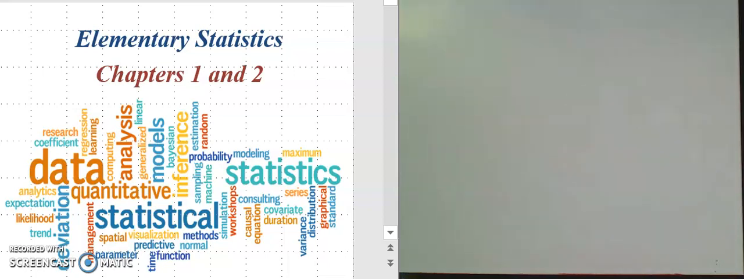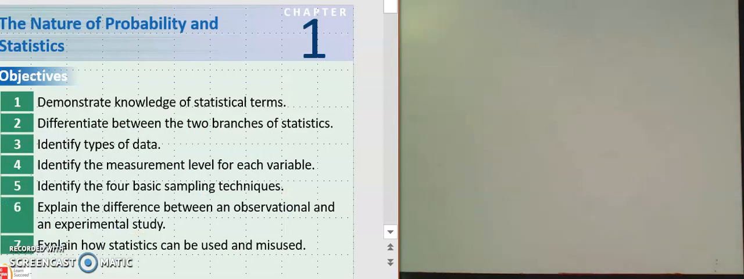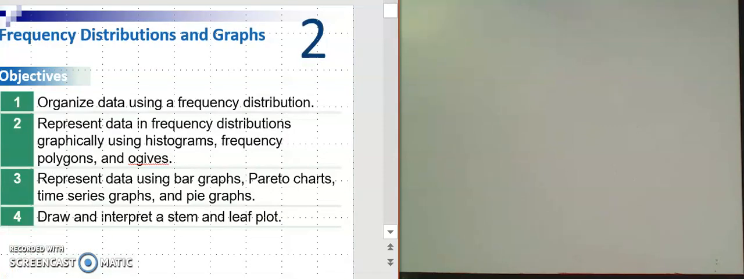We're going to start this study of elementary statistics with chapters 1 and 2 this week. And as far as objectives are concerned, they're listed at the beginning of each of the chapters in your textbook. So the chapter 1 objectives are basically dealing with vocabulary, all the different things that we need to know, terminology that we're working with as we're studying statistics. Chapter 2 deals with how to organize our data into distributions and then graph those distributions.